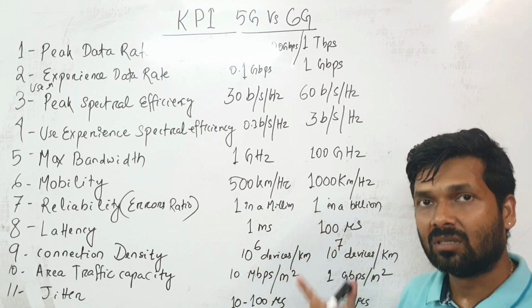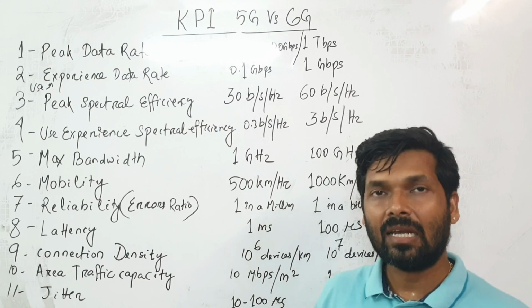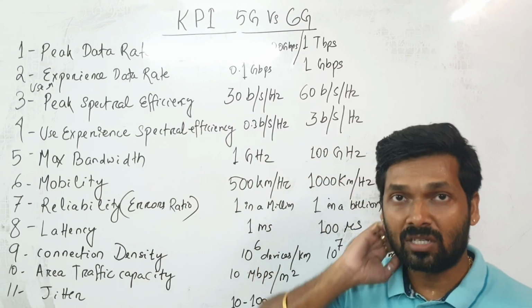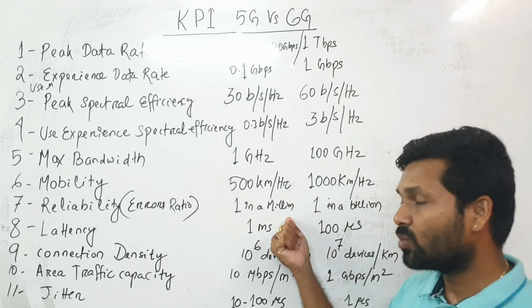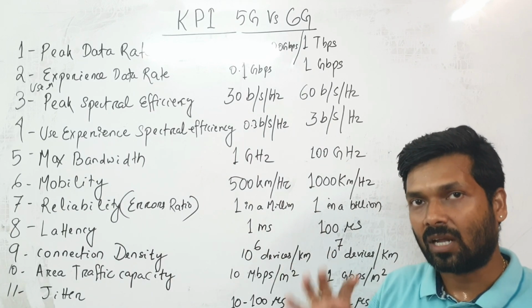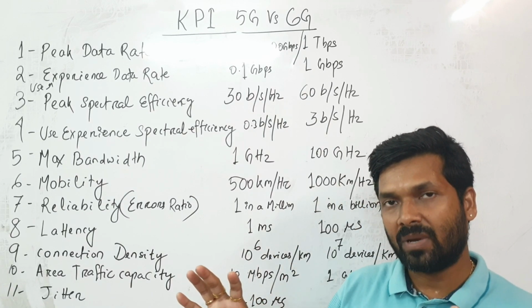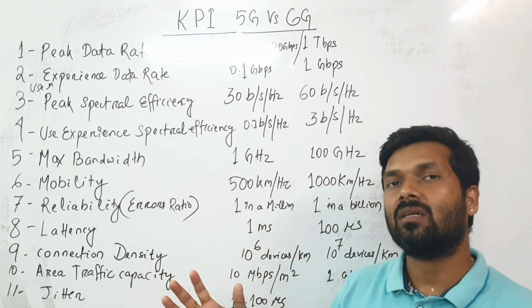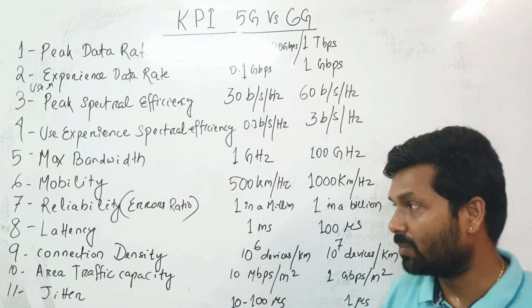If this happens, we can do very reliable communication, like URLLC in 5G, ultra reliable low latency communication. That is why we are targeting this kind of KPI: out of 1 million, just one packet will be an error packet, and in 6G, out of 1 billion packets, just one packet will be an error packet.